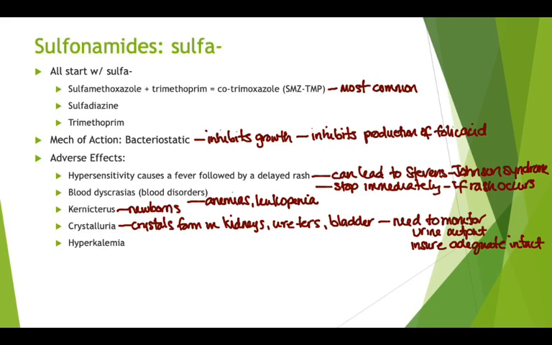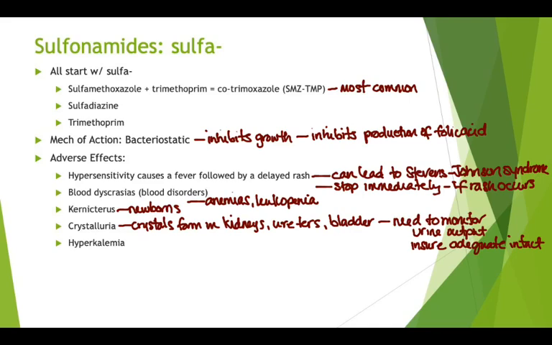This specific mechanism of action is bacteriostatic. So remember what bacteriostatic is. It slows the production of the organism, so it inhibits its growth. This is going to inhibit the production of folic acid, which is needed for DNA and RNA production. That's how it affects the organism, because the bacteria uses folic acid in order to continue to grow and replicate DNA, and this will inhibit that production.